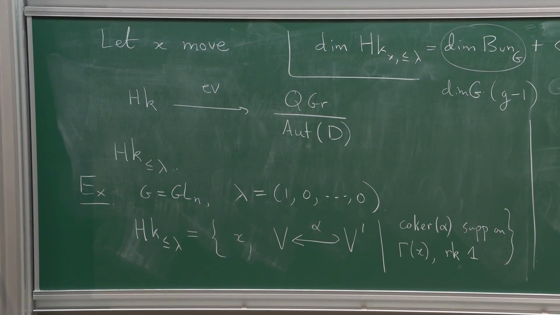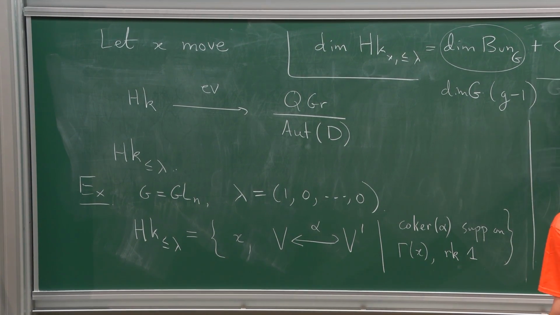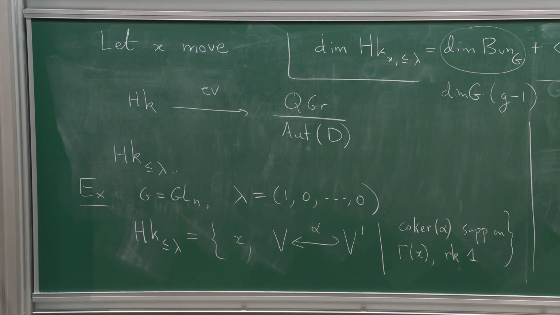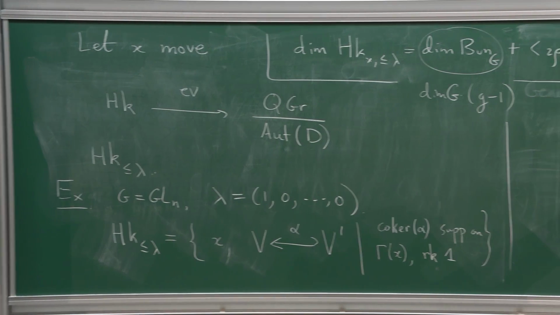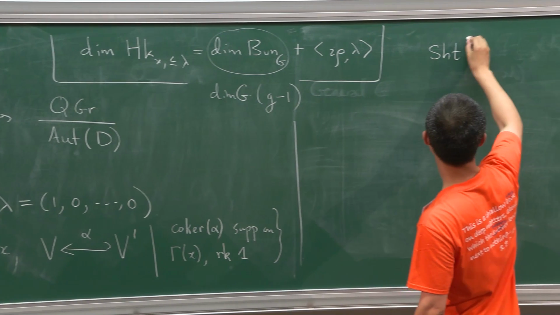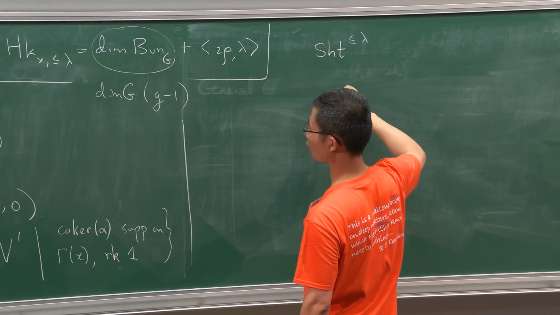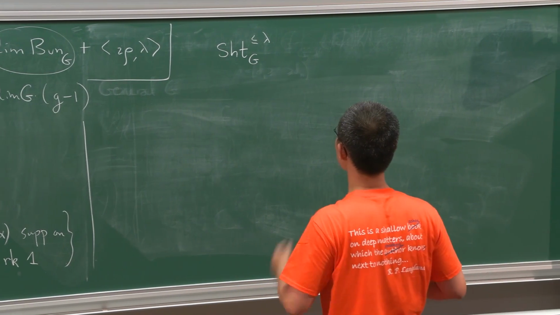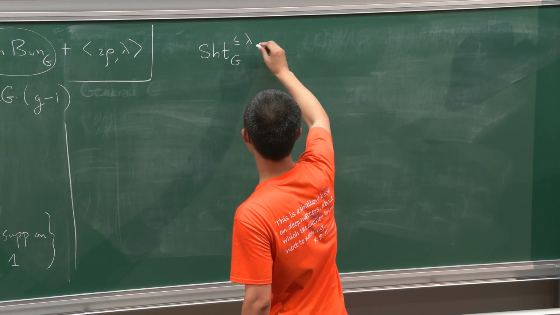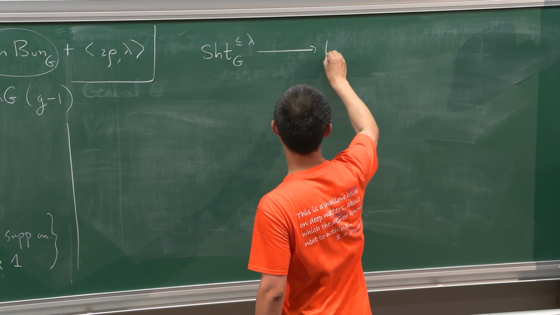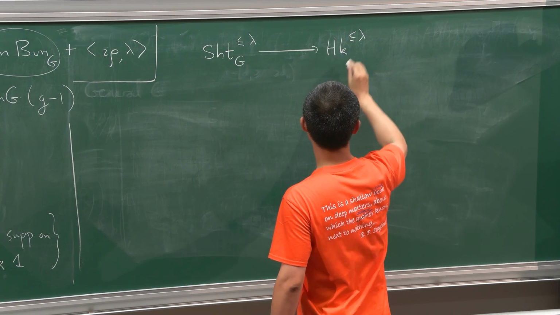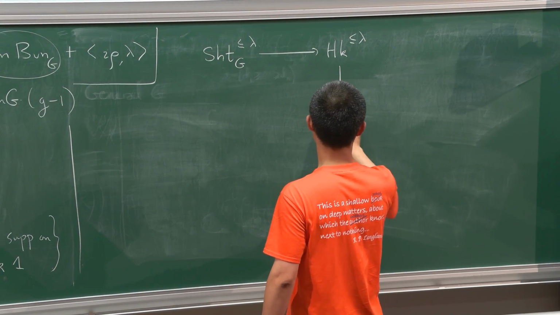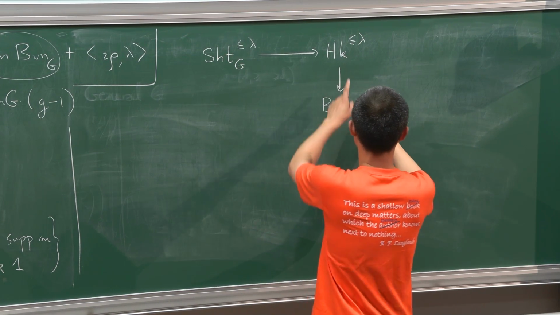Okay, so now we can define the bounded version of Shtuka. I reserve subscripts for something else and put it in the superscript. This again is just defined by the same Cartesian diagram, except you put a bound on Hecke.